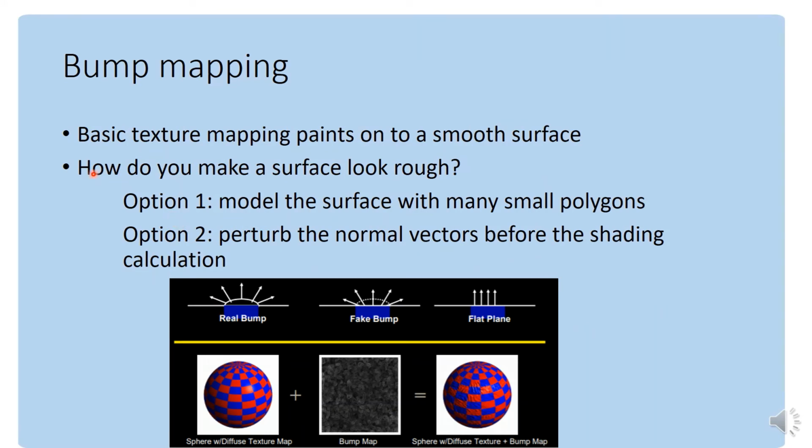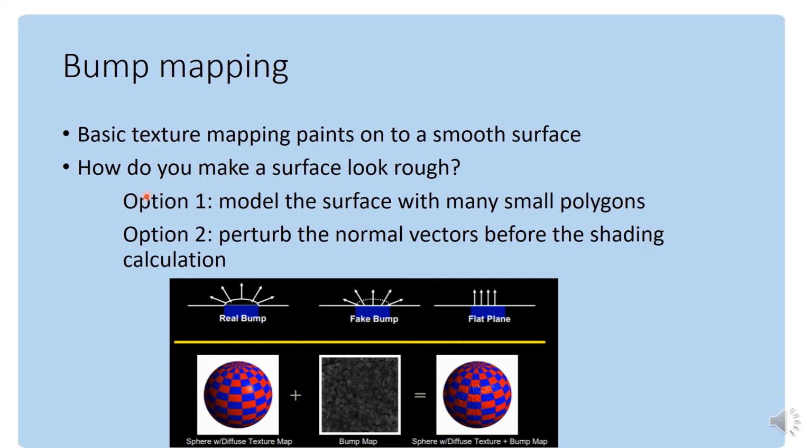So basically, in basic texture mapping we paint onto a smooth surface. We call this texture mapping, and it results in a smooth surface. So how do we make a surface that looks rough, that has a roughness? There are two options here to make a surface look rough.